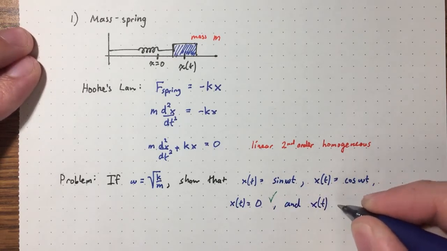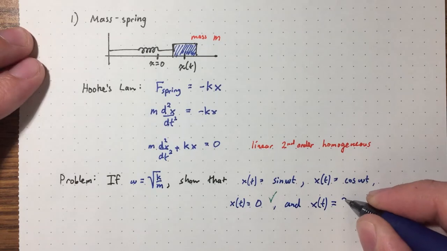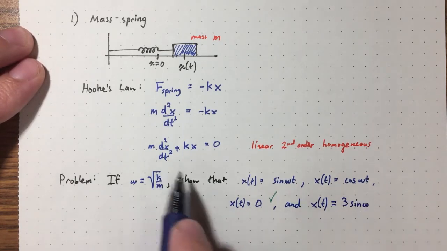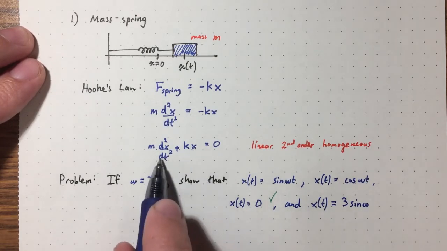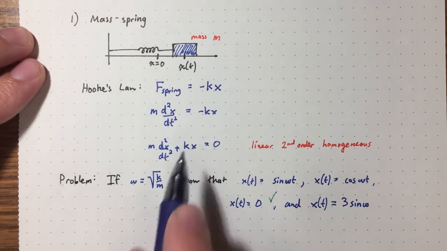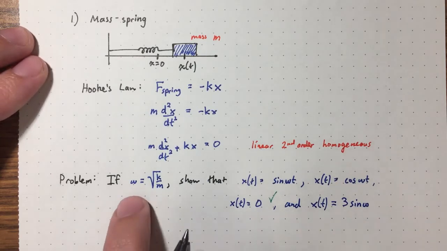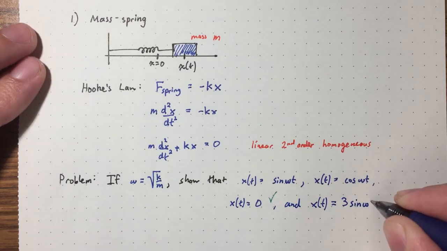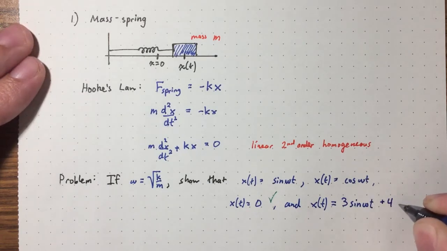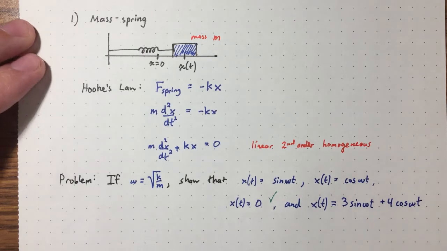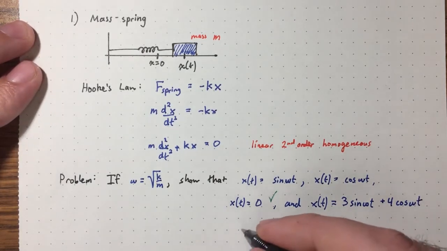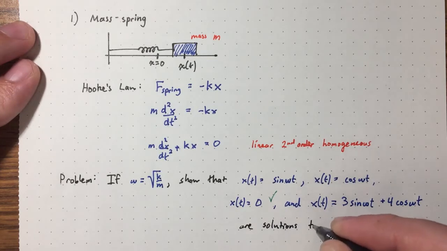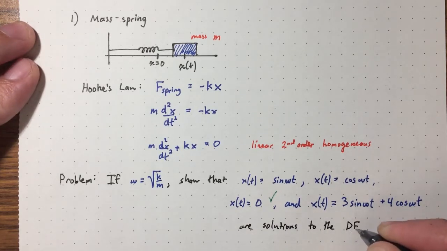And here's a more interesting one, but this is also a solution. You should really check this. So what do I mean by check it? I mean take its second derivative and then plug it in. Plug in the second derivative there and plug in the function itself there. And remember that omega is this number here. So this one is 3 times sine omega t plus 4 times cosine omega t. That turns out to be a solution. So check that these are solutions to the differential equation.